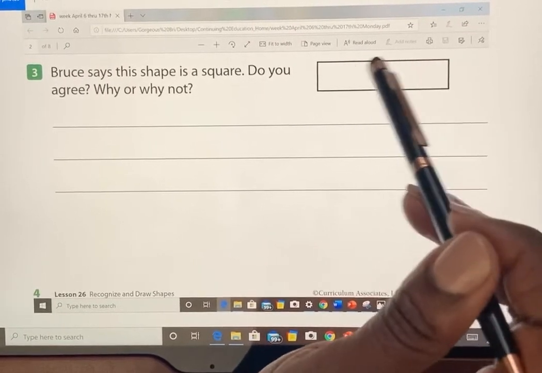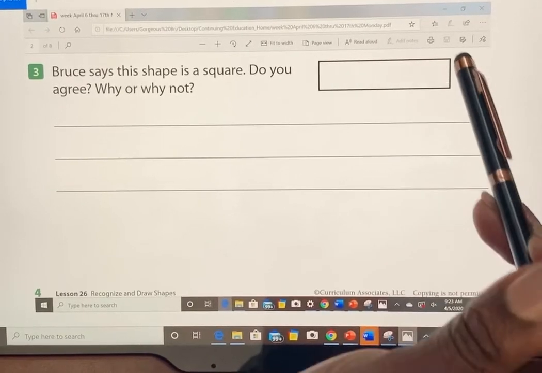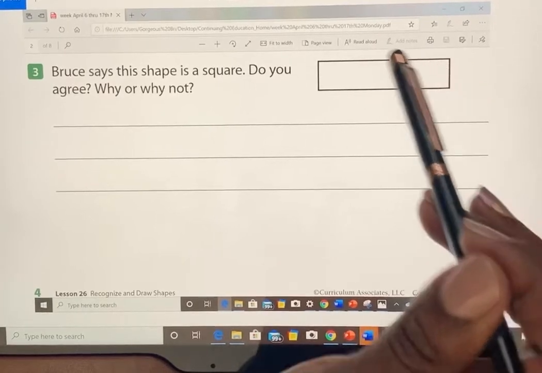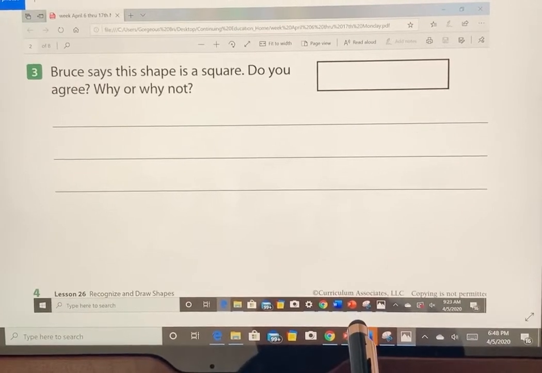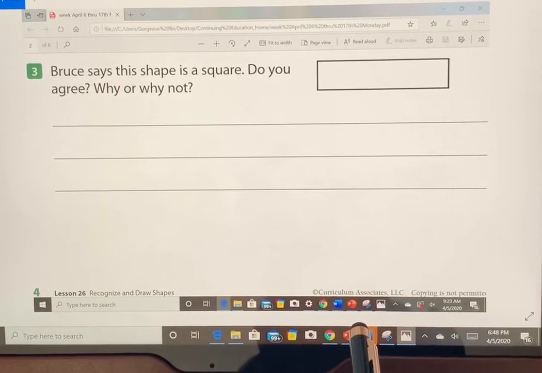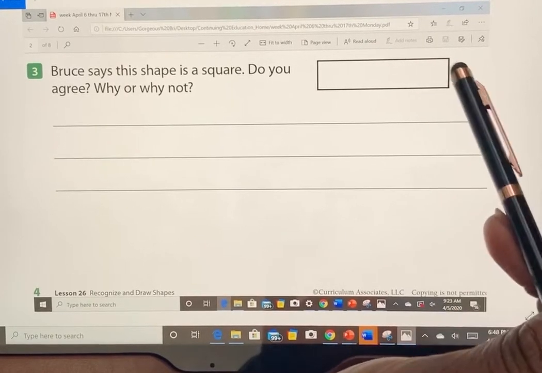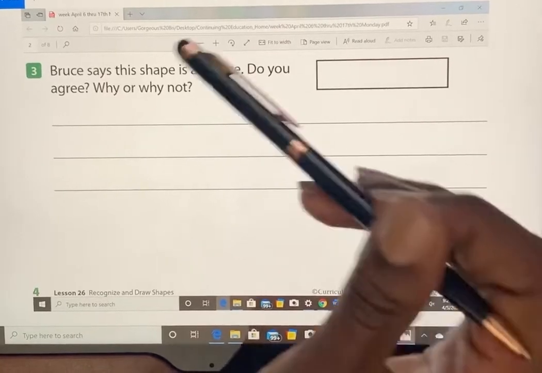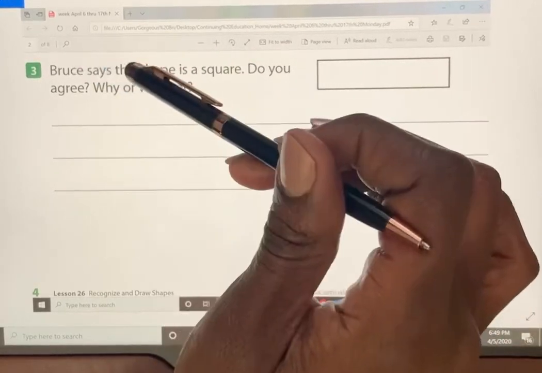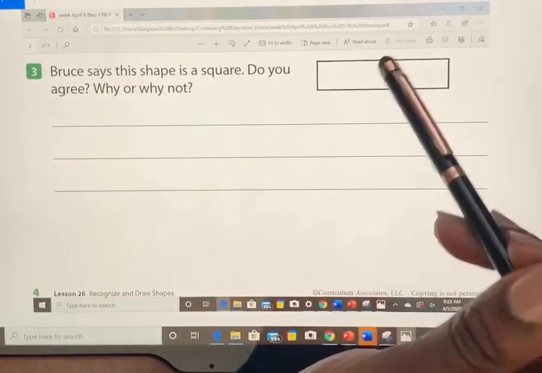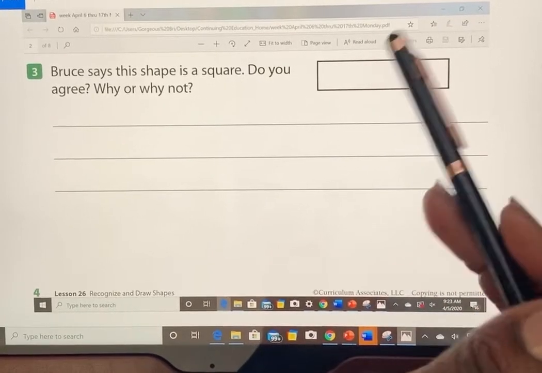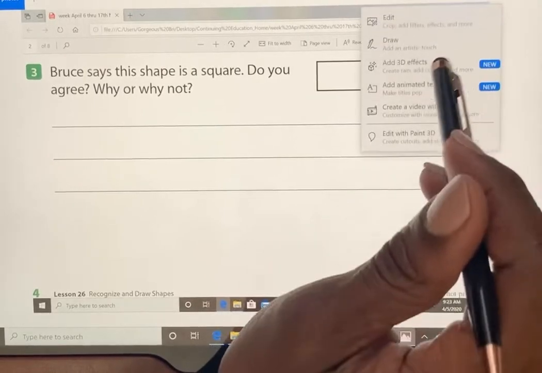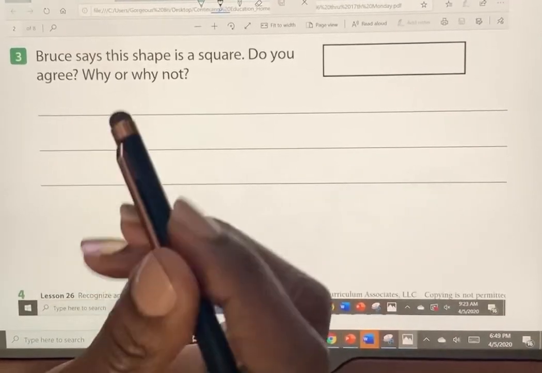Well, let's look at this side and this side. Are they the same length? If you said no, you're absolutely correct. These 2 sides are 2 totally different lengths. So, is Bruce correct when he says that this shape is a square? The correct answer would be no.